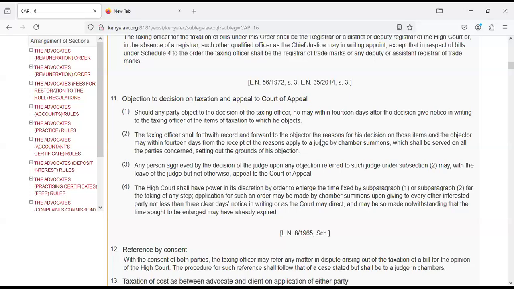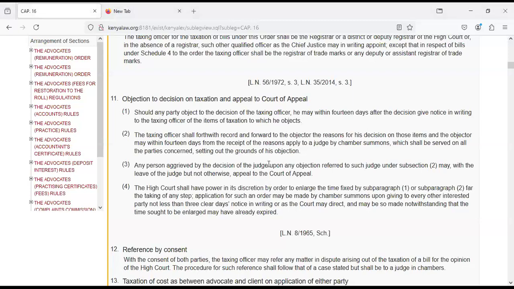After receiving the reasons of the taxing officer, he has 14 days to apply to a judge with a chamber summons, serve the other parties and set out the grounds of his objection. Of course, the grounds you have already talked about are that there was no agreement between the client and the advocate, so the taxing officer ought to have taxed the bill of costs.